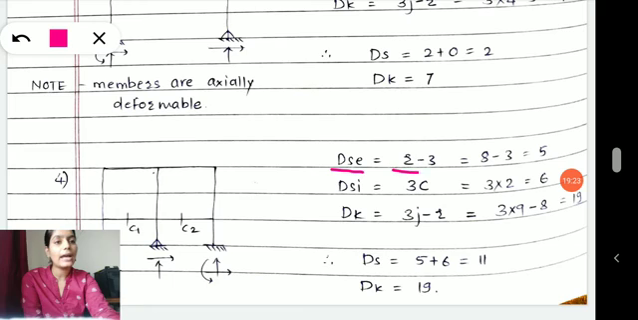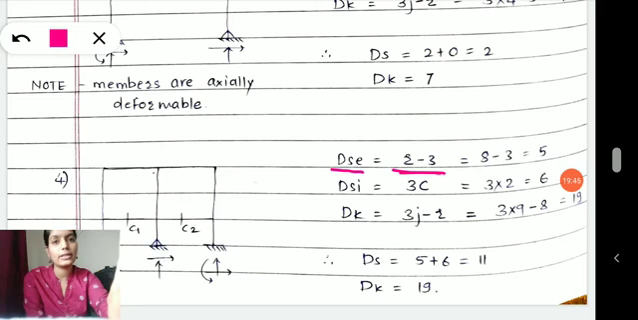DSE will be R minus 3. Irrespective of the structure, my DSE remains constant, R minus 3 always. You can solve for trusses, you can solve for frames. Both should be plane frames only, okay, or plane trusses. Then you can follow the same formula for both. Now DSE will be R minus 3.